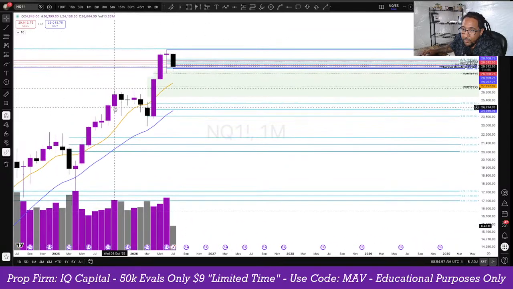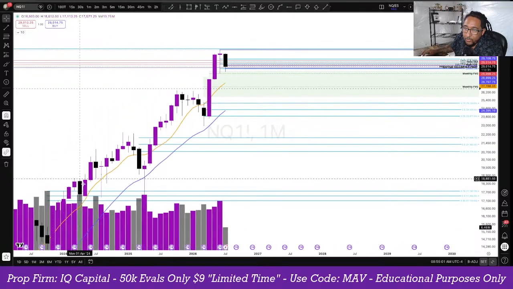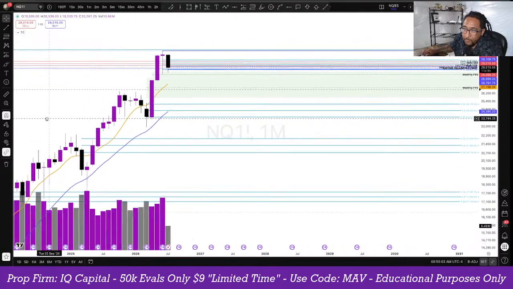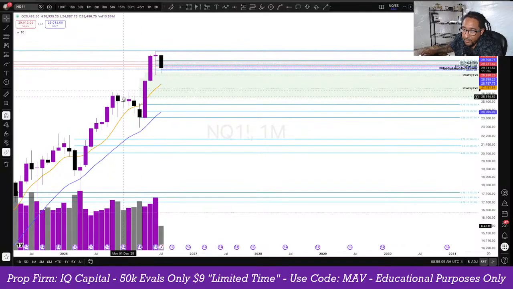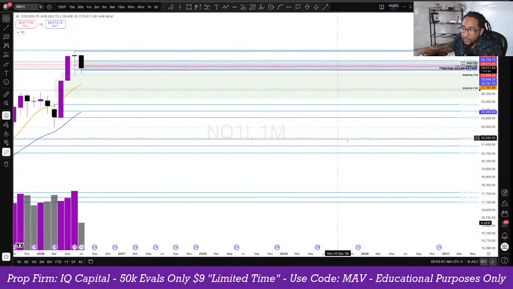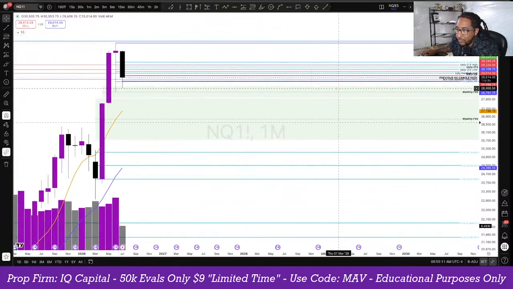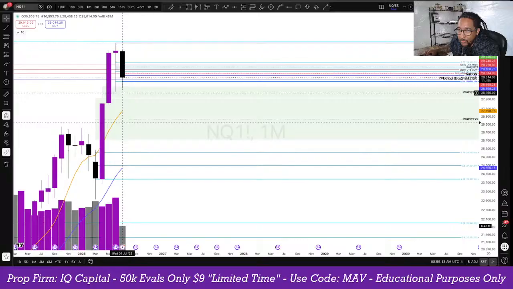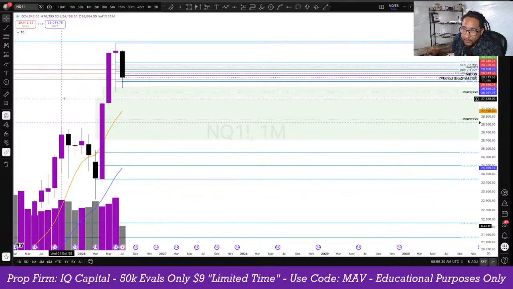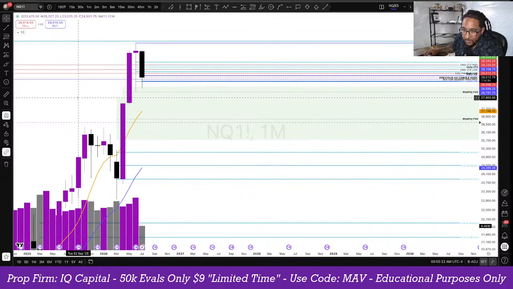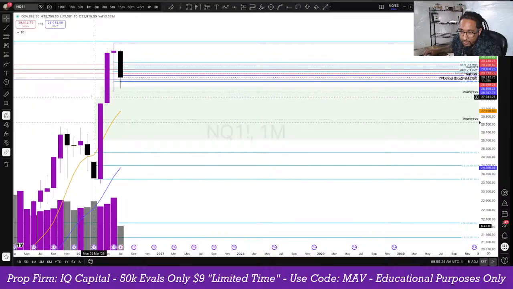So a minor pullback. Sometimes you'll see we go in an up phase, you have a pullback, up phase. So we're in an overall uptrend, but right now we're in the pullback phase, kind of similar to here. What's interesting about this is that last week we pulled back into this monthly fair value gap. This is a bullish fair value gap, buy side, sell side inefficiency. We call it a BISI, buy side, sell side inefficiency.